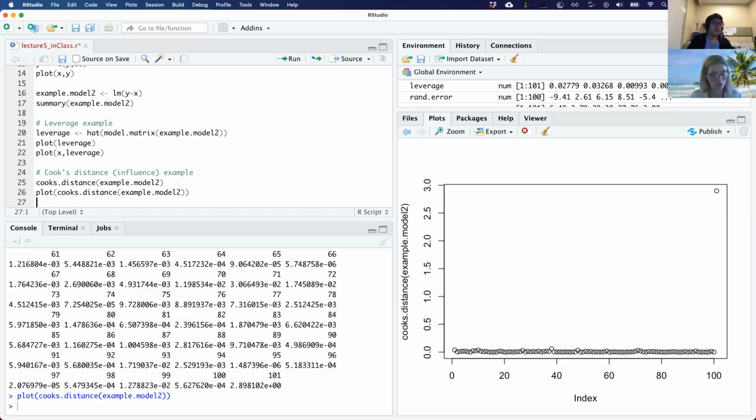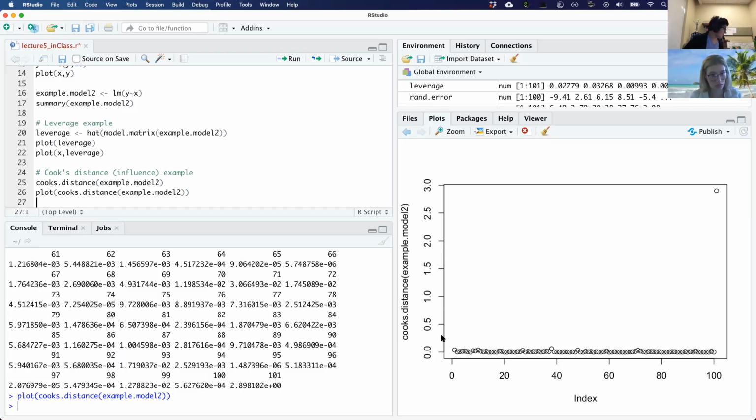So here you can see, kind of similar to the leverage, you have one really obvious point that is outside of the bounds of the Cook's distance that you're seeing for a lot of these other points. So if I were to take away that one specific point, it is going to influence the model to a much greater extent than any other data point in the data set.